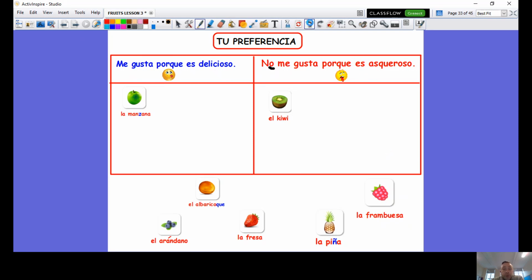Now I'm going to let you get on with your work. If you can print this, that would be fantastic. But if you can't, that's absolutely okay. All you need to do on a piece of paper is copy the main sentence and then put your fruit under it. I'm going to let you pause the video now. And after you've paused the video, you're going to check the fruits you like because they are delicious and the fruits you don't like because they're disgusting with my work, because I'm going to do the same task as you now. So let's pause our video now.